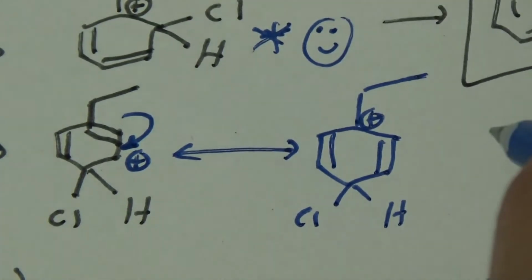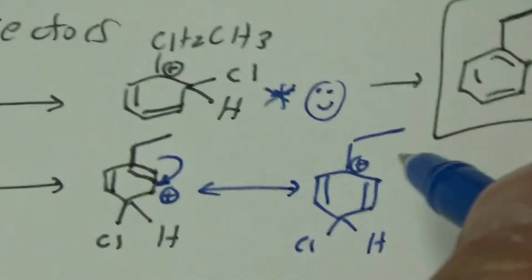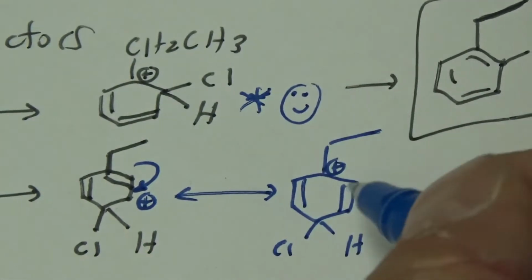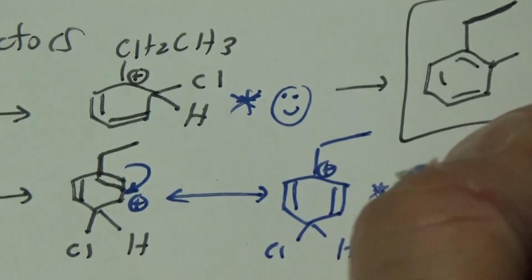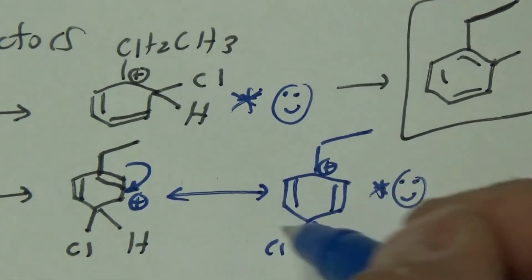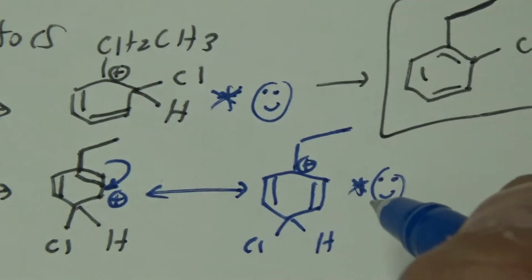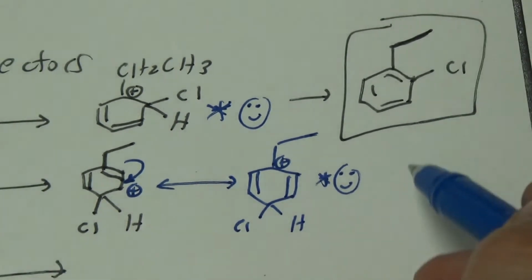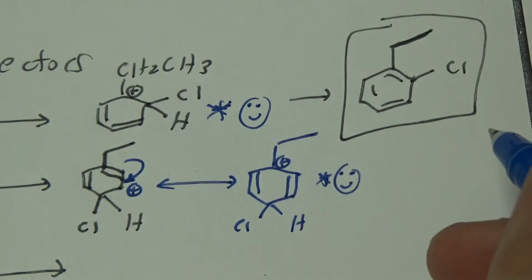Now we see the same thing that we saw above, right? The plus charge is next to the ethyl. And we say, that's good. Star, smiley face. So this is another good resonance structure. It's stabilized, and that's why, in addition to being an ortho director, it'll be a para director.